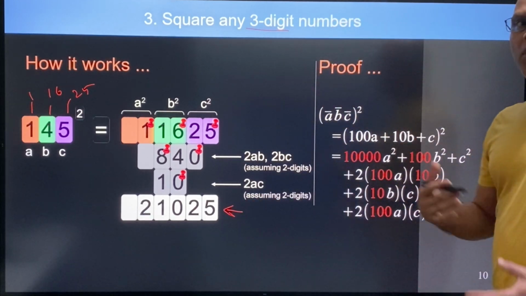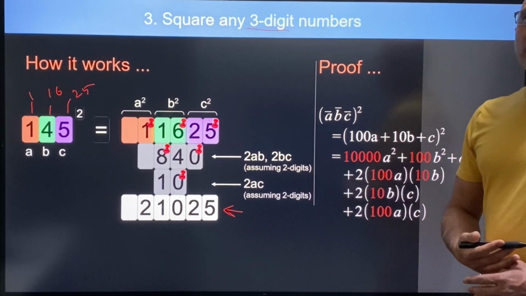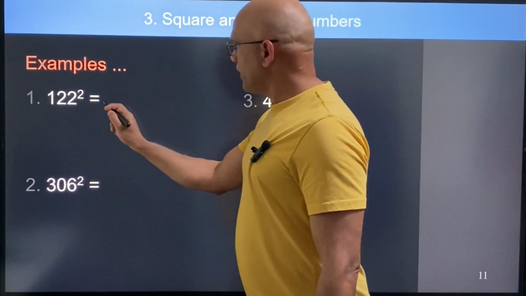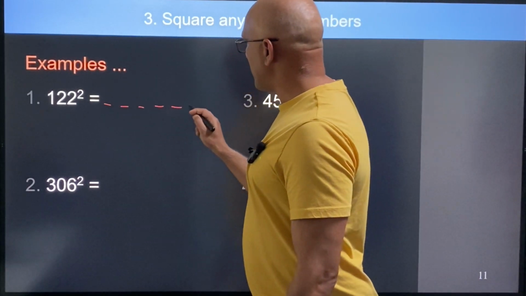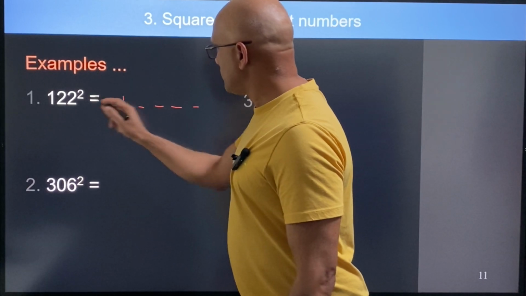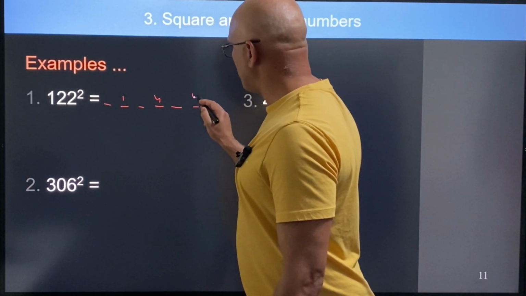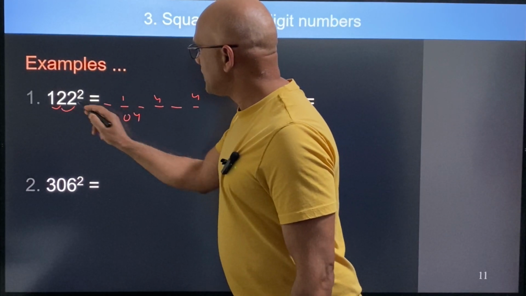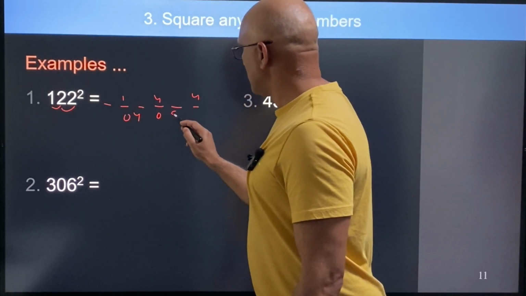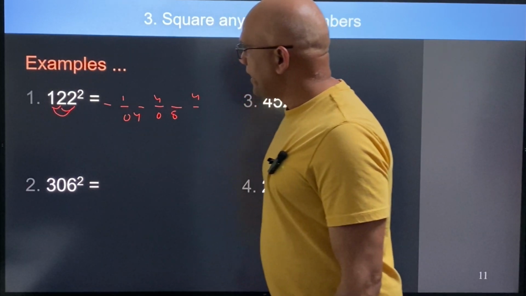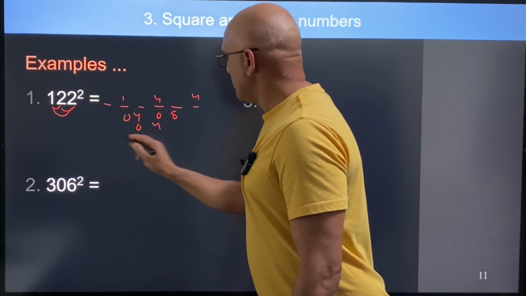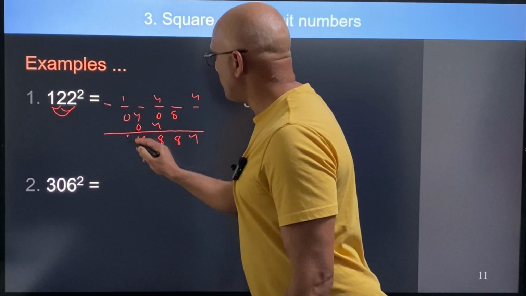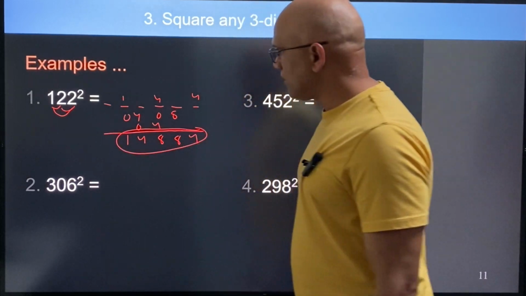Proof is fairly simple. If there are any questions, let me know in the comment and I will be happy to explain. Let's do some examples. All right, 1, 2, 3, 4, 5, 6. 1 square is 1, 2 square is 4, 2 square is 4, 2ab is 4, 2bc is 8, 2ac is 4. So this is going to be 4, 8, 8, 4, 1. So this is the final result.